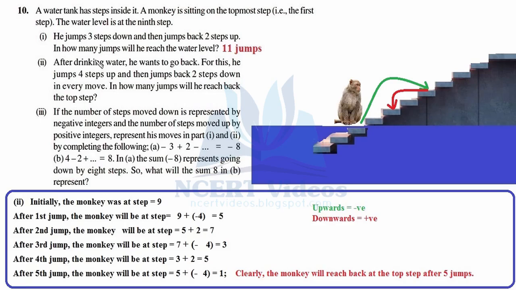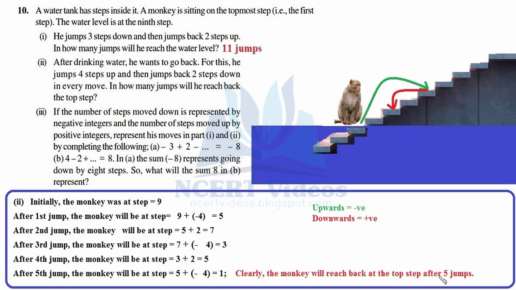Second, after drinking water, he wants to go back. Okay. Now his tummy is full of water. For this, he jumps 4 steps up and then jumps 2 steps back. Another notorious thing done by him. So in how many jumps will he reach back to the top step? As you can see here, in 2 jumps, he moves 2 steps. In another 2 jumps, he'll also move 2 steps. So he'll be here. So similarly, at the 5th jump, he'll reach the top.